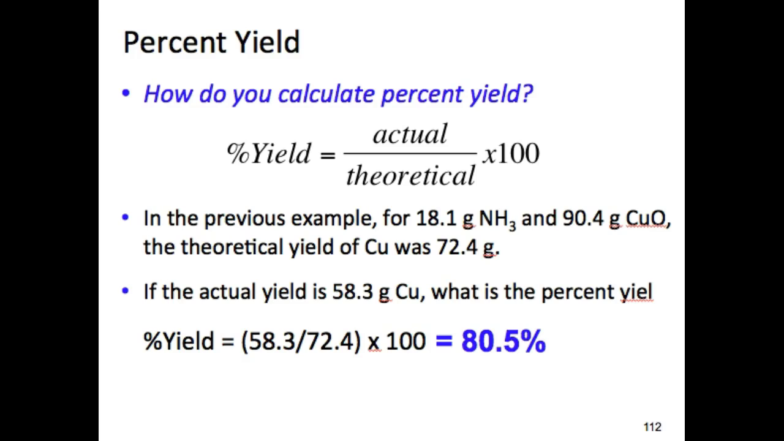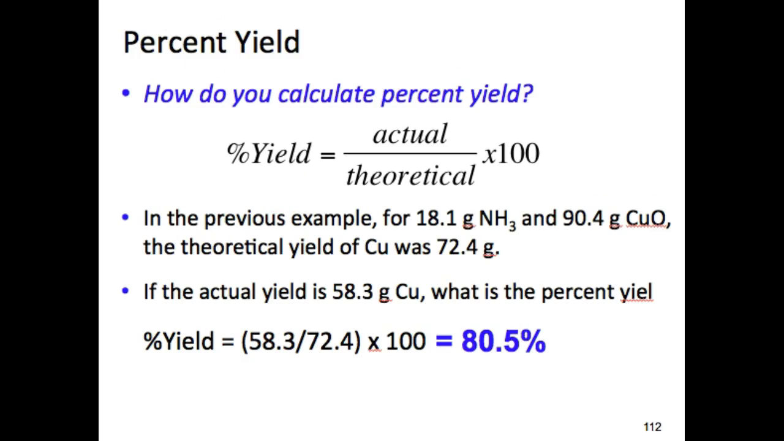Now, what you would want to do is calculate your percent yield. Percent yield is the actual yield, what you got, divided by the theoretical yield times 100. So remember that these values are in grams, so grams divided by grams will cancel out, so there's not going to be a unit for percent yield.